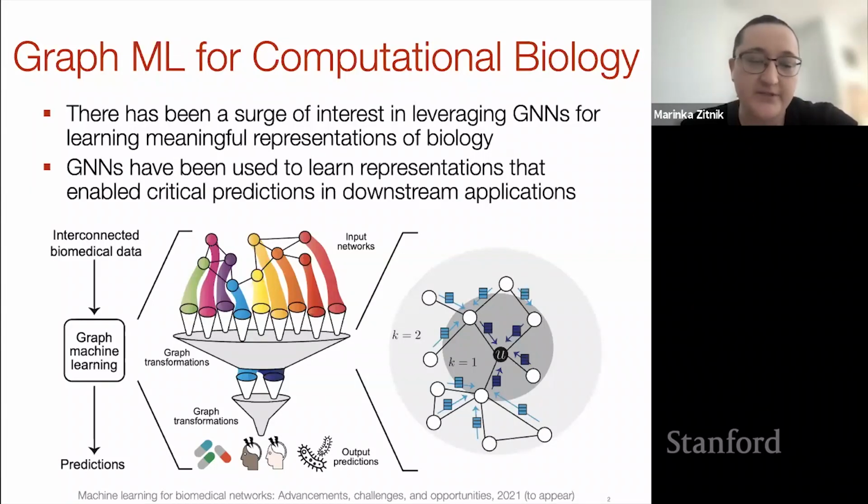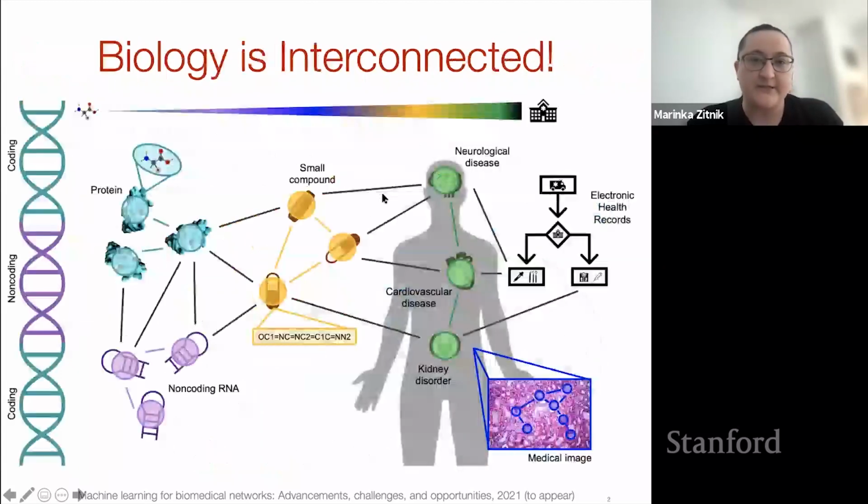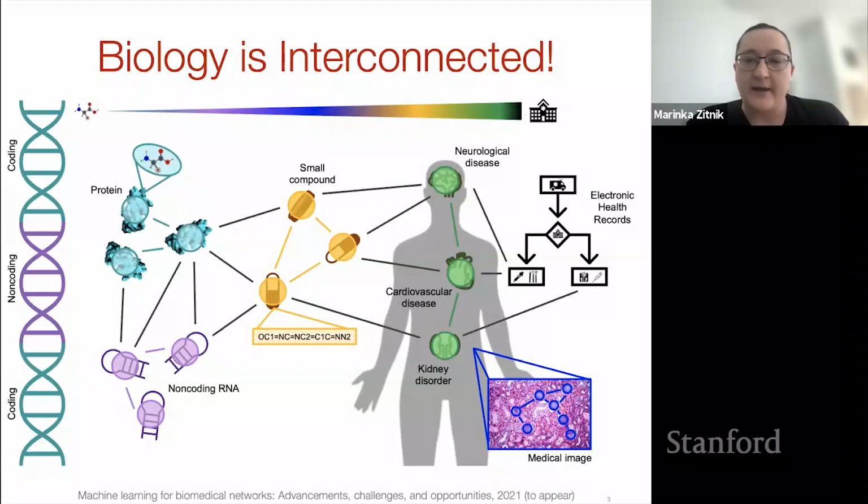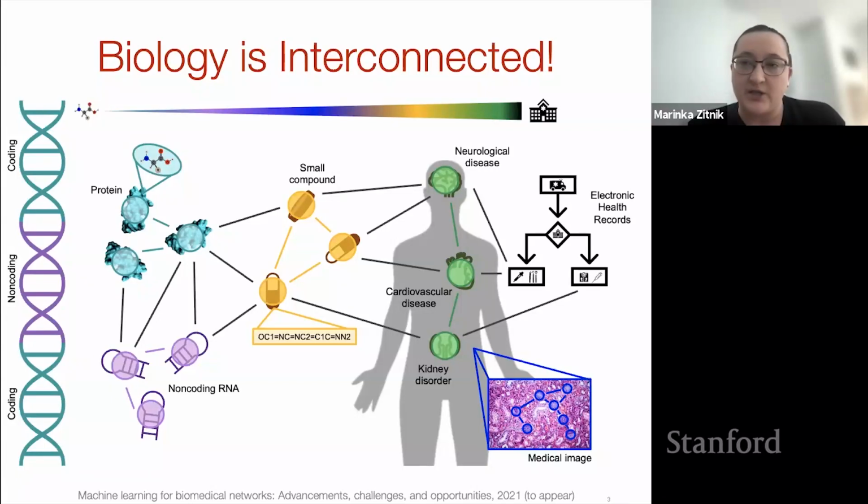Over the last few years, we have seen several prominent examples where GNNs have been used successfully to learn representations that have enabled critical predictions in a variety of downstream tasks, including predictions about discovering novel interactions between proteins, information about potentially successful disease treatments, opportunities regarding novel drugs, and so on. That, of course, is very interesting, and a natural question to ask is, why do we see that graph neural networks achieve such success on biomedical and biological data?